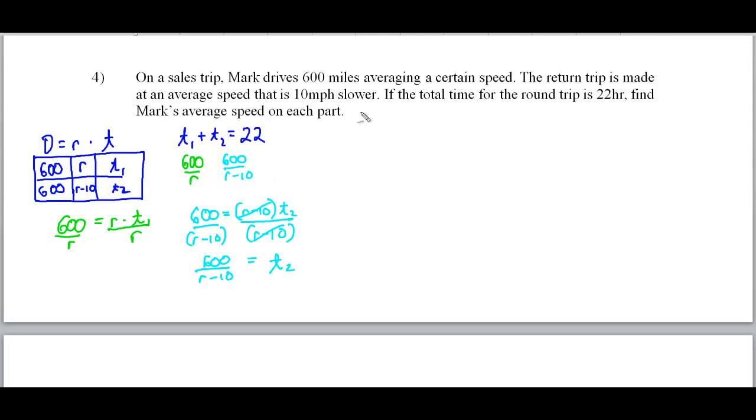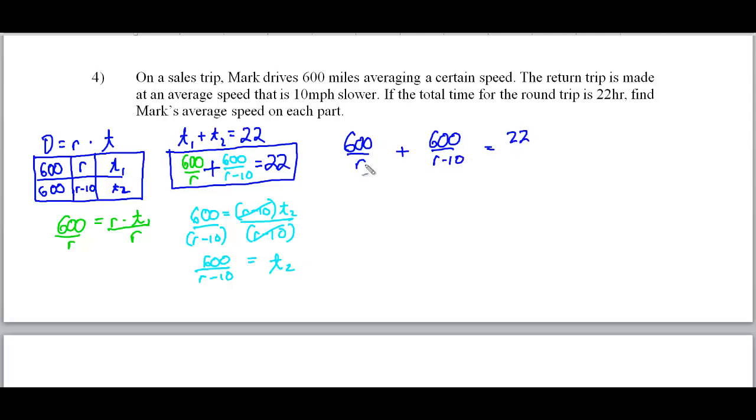Switching back to my original color, this will then give me what I need for my problem. So I'm going to add this here, and I'm going to set this equal to 22. Now to solve this equation, the one I'm putting in this rectangle here, I need to clear the denominator. So I'm going to take that 600 over r, leave me some space, plus 600 over r minus 10, leave some more space, and 22.